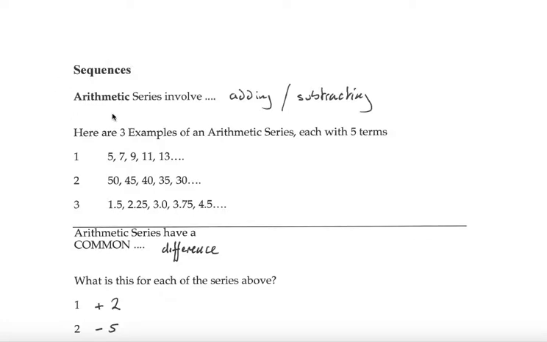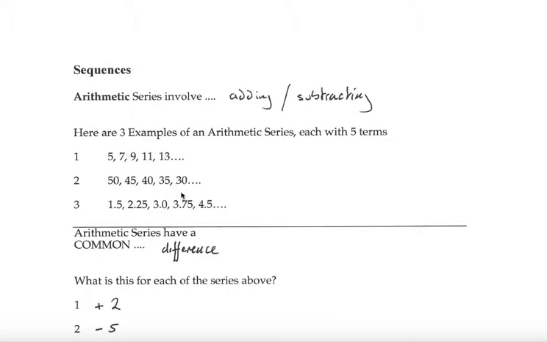Okay, so we're looking at arithmetic sequences here. An arithmetic sequence is one where you add the same amount or take away the same amount between any term in the sequence. So here are some examples of that. You can see that I'm always adding 2 to get between any two terms of the sequence. Here I'm always taking away 5. And here I'm always adding the same amount.